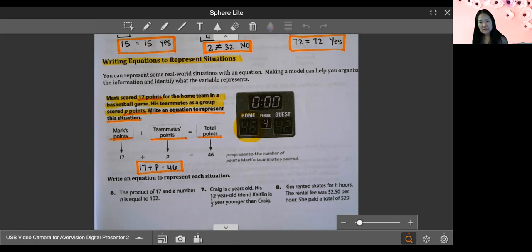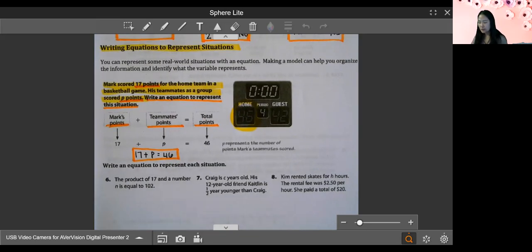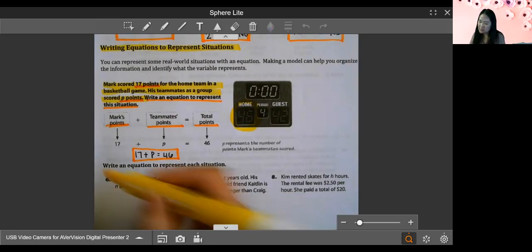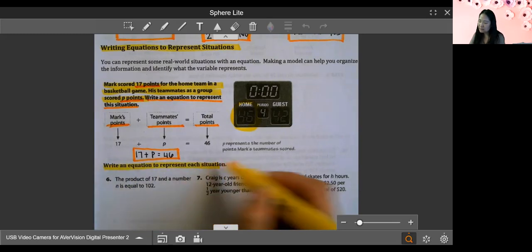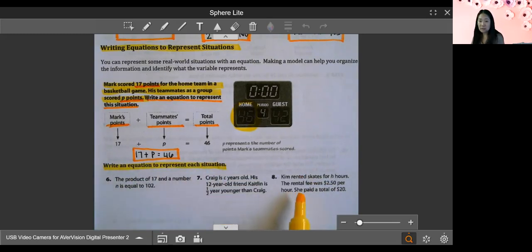So then let's practice a few problems here where you're writing an equation to represent the situation. Sometimes you have to look at the situation and write the equation. Other times you're simply translating the word problem, the word phrases, into an equation, all right? So the very first one, that is exactly what I need to do, just translating. It says, the product of 17 and a number, n, is equal to 102.